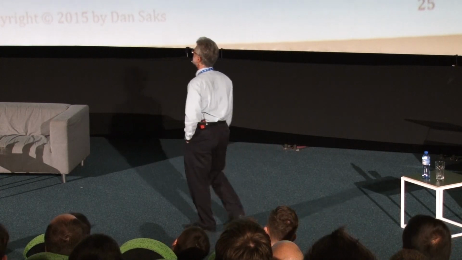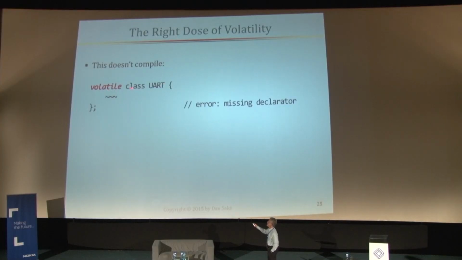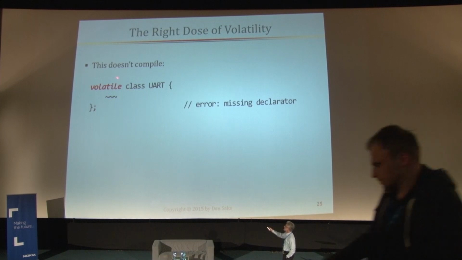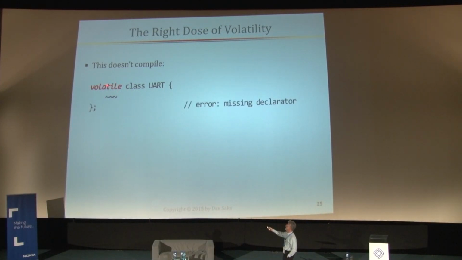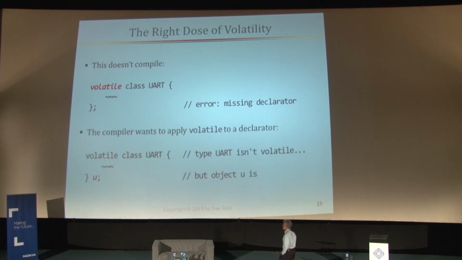You could say, okay, I'll just put the word volatile in front of the class declaration. That's a compile error. Why is it a compile error? Well, there are a whole bunch of keywords in C++, like extern or static, volatile, const, which if you put them out here, don't apply to the class definition. What it does is it's looking for something to be between that curly brace and that semicolon.